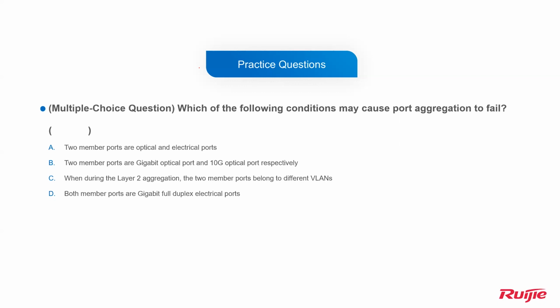C, during layer 2 aggregation, the 2 member ports belong to different VLANs. Of course, it will cause the failure because they are not in the same VLAN. And D, both member ports are gigabit full duplex electrical ports, which means these two member ports are the same, right? So the aggregation will succeed. So here we choose A, B, and C.